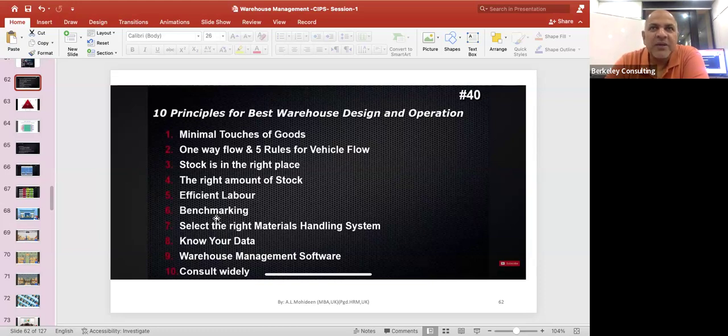And benchmarking, you have to compare. There are certain functions, especially cost-related things. You have to consider comparing last year to this year, what is happening. Benchmarking, and select the right material handling system, MRP system, ERP system, and know your data that you are going to deal with. And warehouse management software. There are Oracle, there are different types of software. Even warehouse management system and software you are going to buy, and then handle, right? And consultants, they are going to be part of it. So you have to consider when you're designing and operating your warehouses. These are the things you have to consider. Okay.